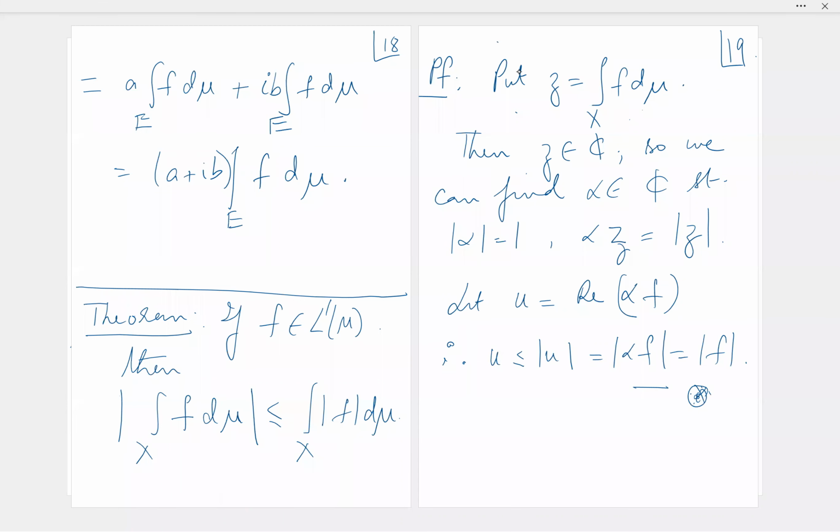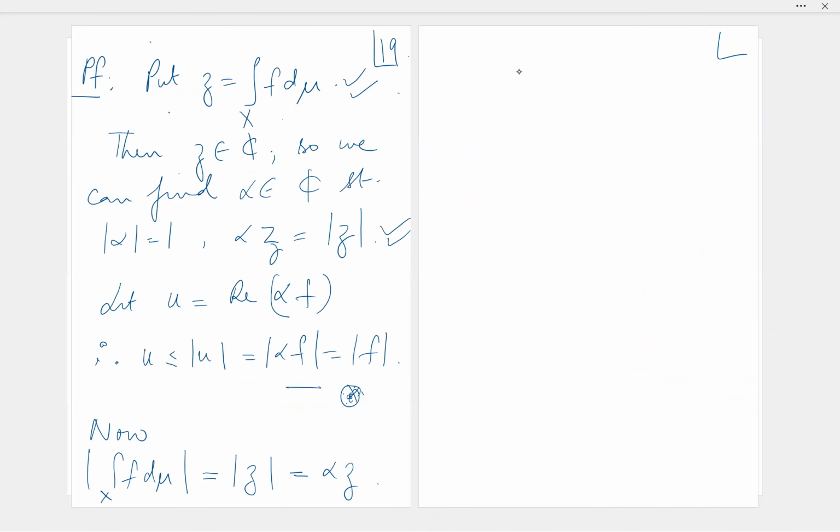Okay, and if I write x, okay, so the statement is with x, and it could easily have been some e belonging to m, and there wouldn't be much difference in the proof. So what is this? This is just mod z, because I took z to be the integral of f d mu, and that's just by the choice we have made with alpha. Just writing down what each of these stands for. And because of the last result, I can take alpha inside.